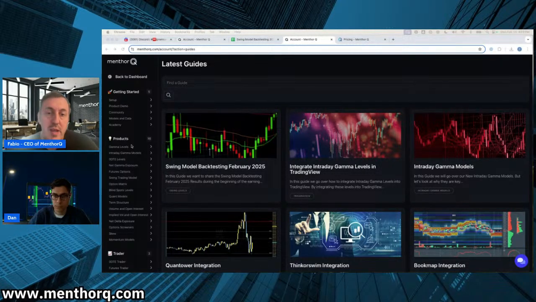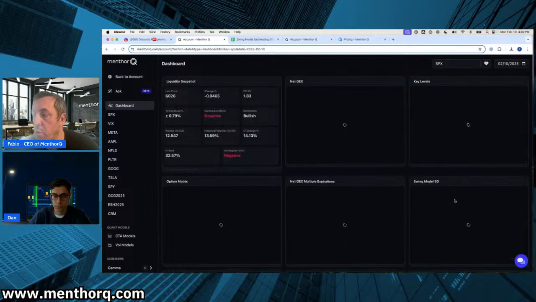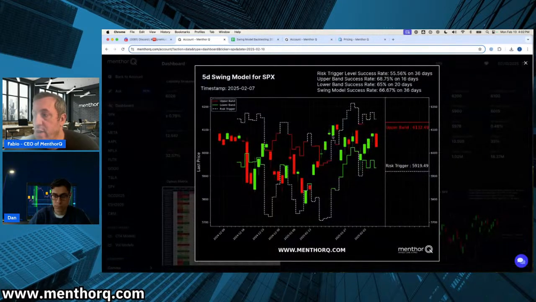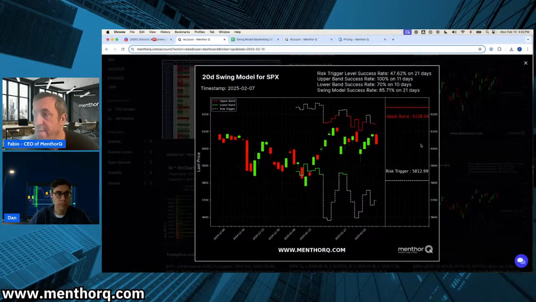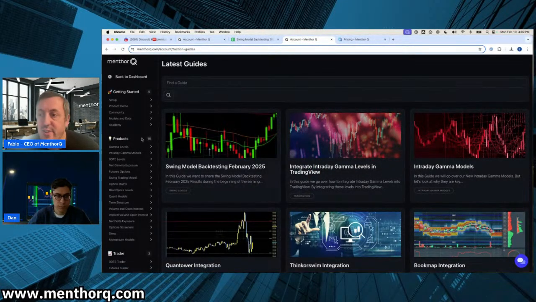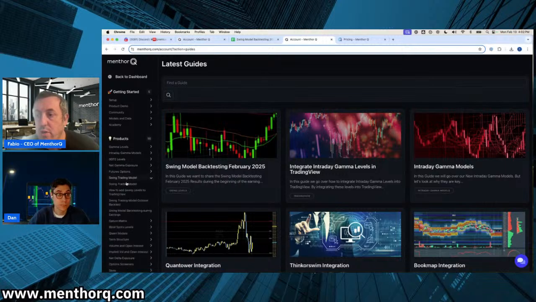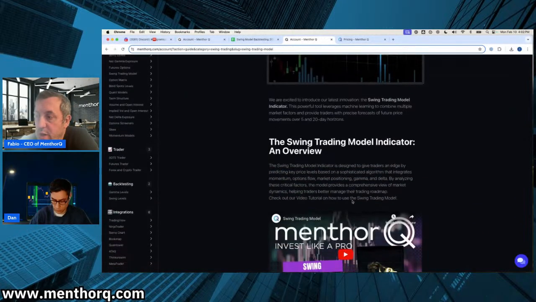The first step is really to understand what the swing model does. The swing model is the model that you find here. So here is a chart. We show you the levels for the next 5 days or 20 days. We have 2 time windows, 5 days and 20 days, and we're going to go into what these levels mean. To find more information about it, you can come into our products, look at the swing trading model, and open up the first guide, where we go into details on what the data represent, and then we're going to show you some examples.